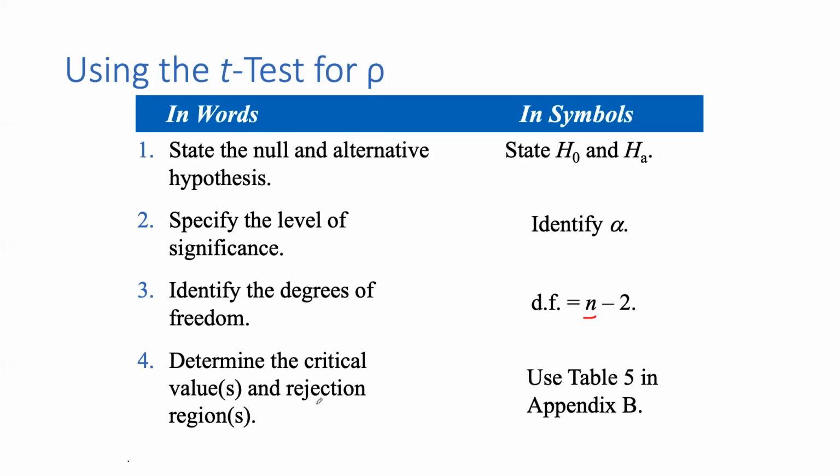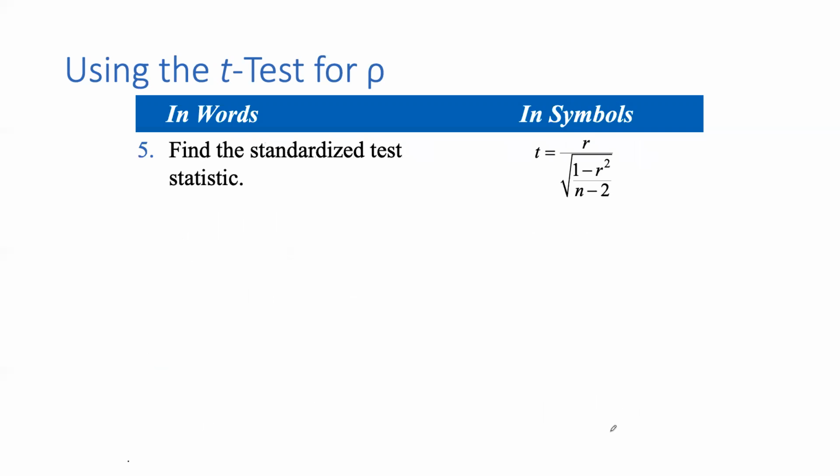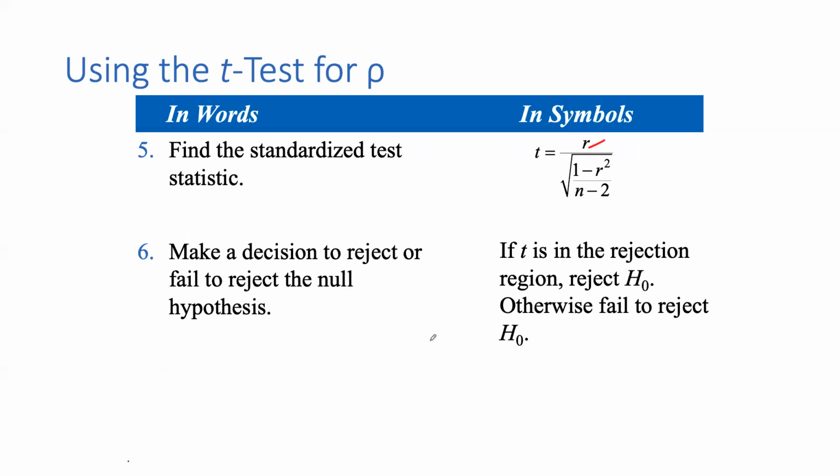And then we find the critical values or rejection regions based on the t-table, and we find the test statistic, right? So in this particular case, the test statistic is given by R over the square root of 1 minus R squared divided by n minus 2, where R here is the correlation coefficient that you calculated, okay? And then you make the decision whether to reject or fail to reject the null hypothesis. If T is in the rejection region, obviously reject the null. Otherwise, you fail to reject the null hypothesis. Okay, so we know how to do the rest of it.